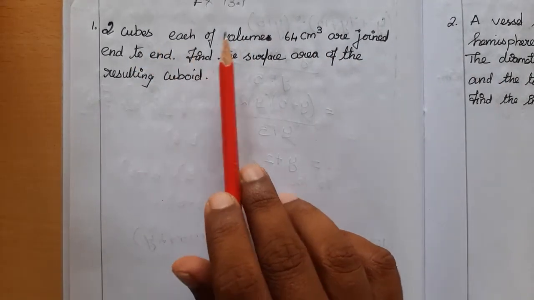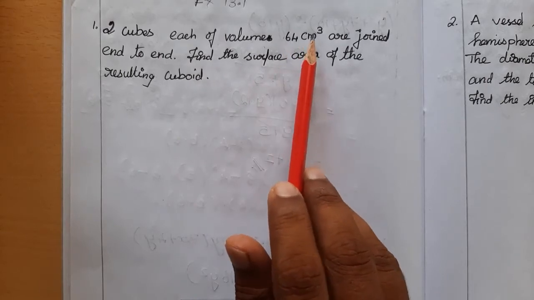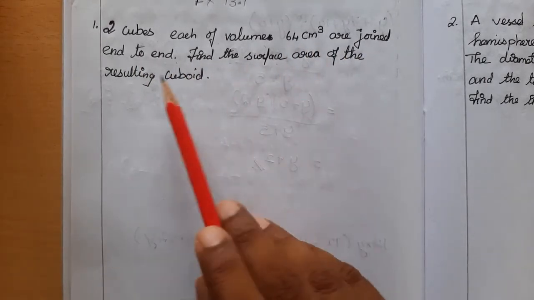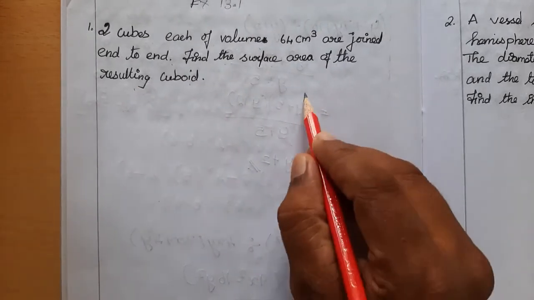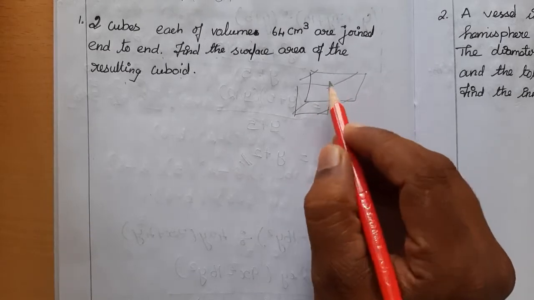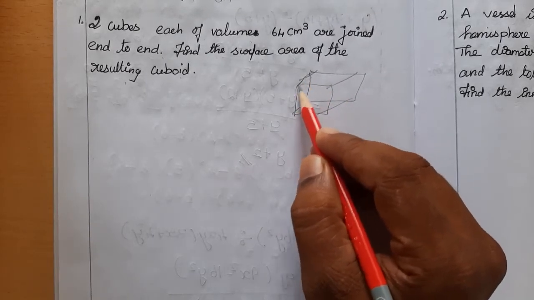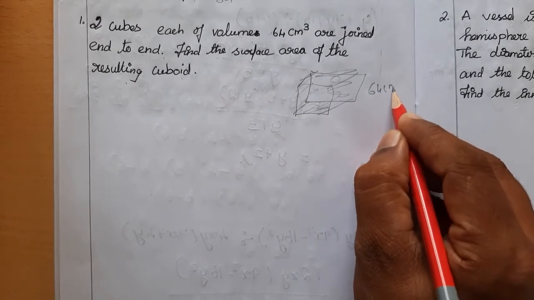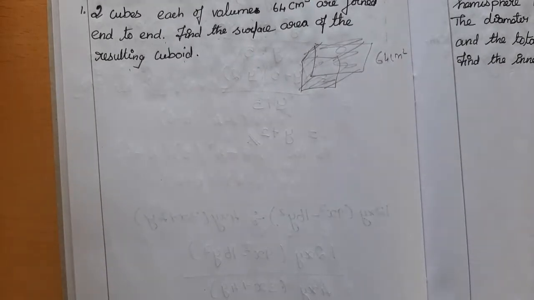Two cubes each of volume 64 centimeter cube are joined end to end. Find the surface area of the resulting cuboid. So actually they said there are two cubes and the volume. The volume of each cube is given as 64 centimeter cube.